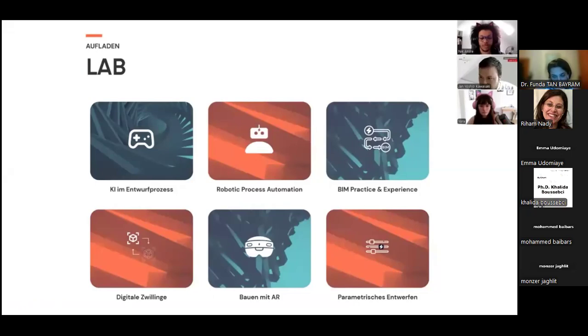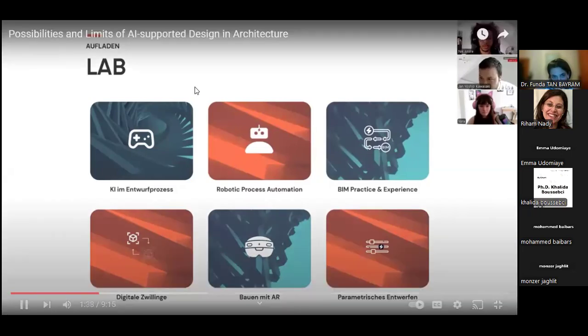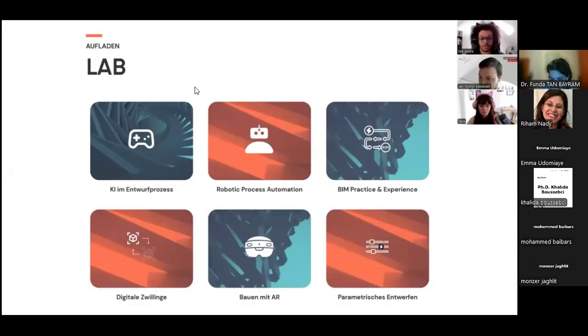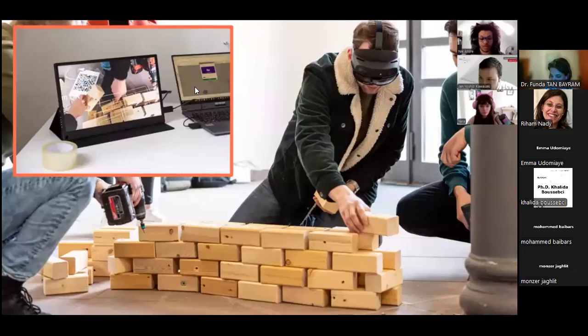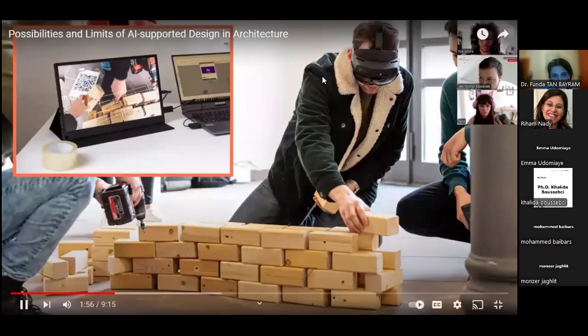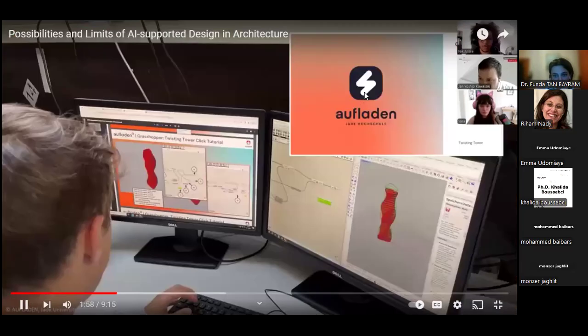The research project offers space for various labs in which teachers can explore topics together with students through research-based learning and teaching. Aufladen offers labs on topics such as AI and the design process, parametric design, and AR technology. The lab areas of parametric design and AR technology are important for us today. Based on our research project, we have been able to create a course program where students have the opportunity to investigate building in combination with augmented reality and the feasibility behind it.